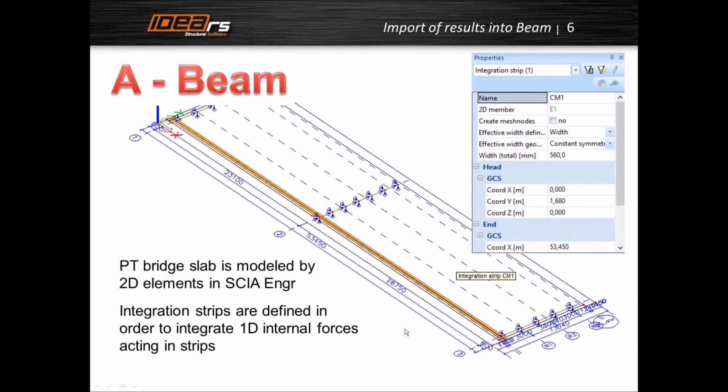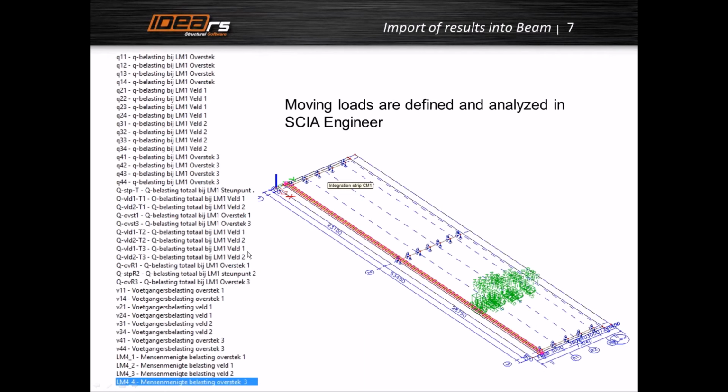It was a little bit skew, and the designer wanted to have the tendons at the distance of 56 centimeters. That's why we defined integration strips in order to integrate the internal forces, and the width of the strip, as you can see here, was 56 centimeters. Then what we did in SCIA Engineer was the analysis of moving loads only. You can see the load cases caused by the moving loads, and nothing more was analyzed in SCIA Engineer.